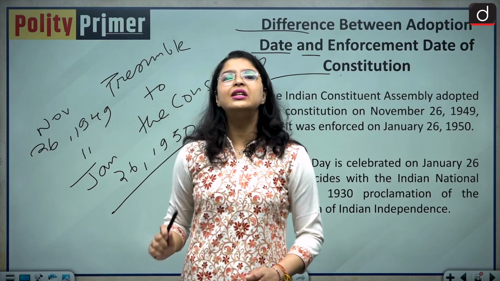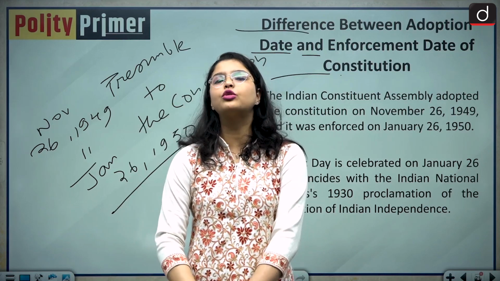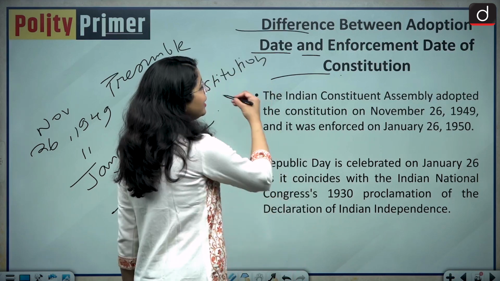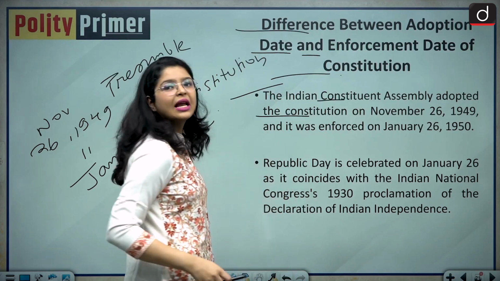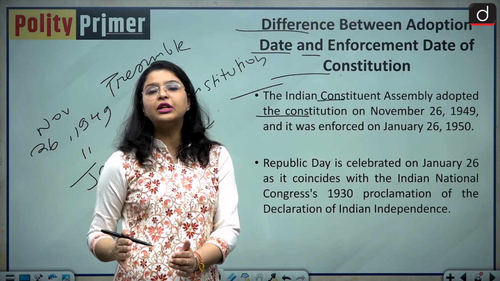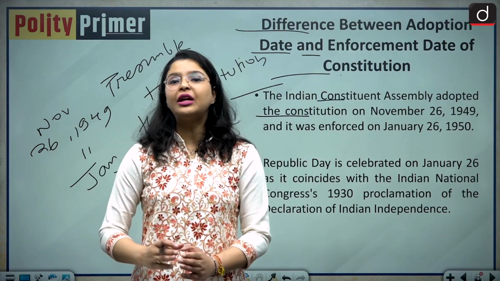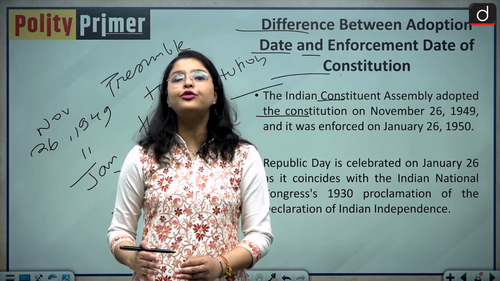So you can easily figure out that the adoption date and the enforcement date of our Indian Constitution are very different in nature. The Indian Constituent Assembly adopted the Constitution on November 26, 1949, as I have discussed, and it was enforced on January 26. Now, you will ask me, ma'am, kindly answer the question: why was January 26 chosen for enforcement of the Constitution?